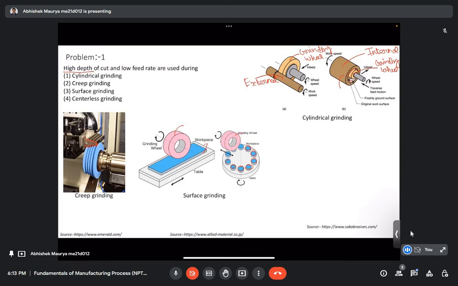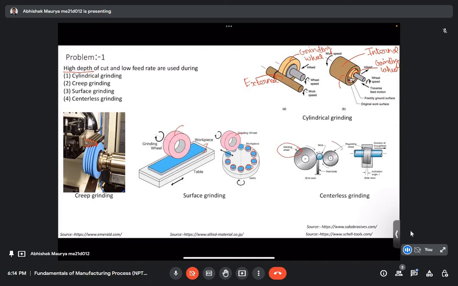And let's move to the next process, which is centerless grinding. It is also a process which is used to improve the surface finish of a cylindrical object like a shaft. So here our workpiece is kept in between two wheels. This one is the grinding wheel, and another one is the regulating wheel. So there are two different views. This is the side view, and this one is the top view.